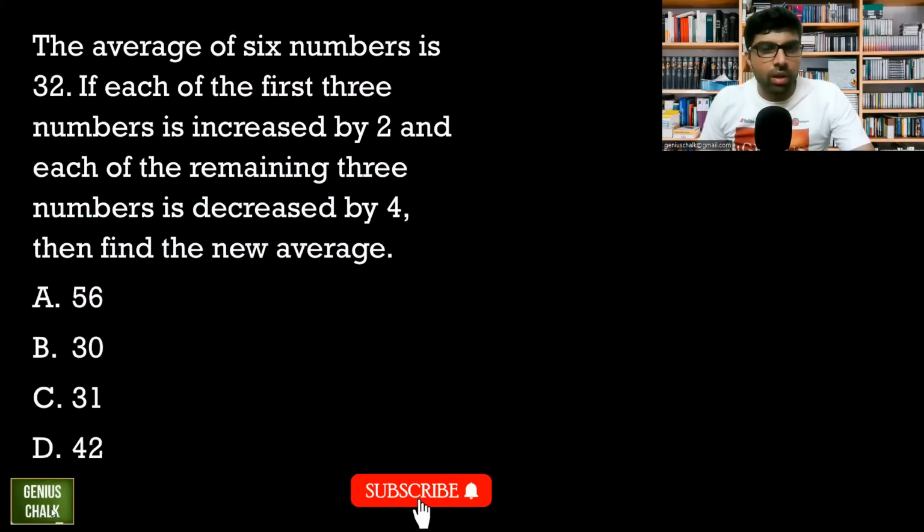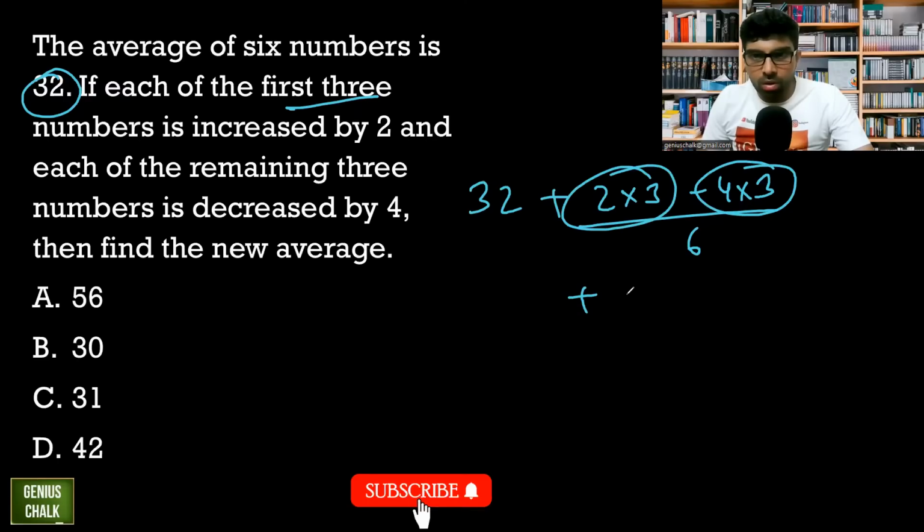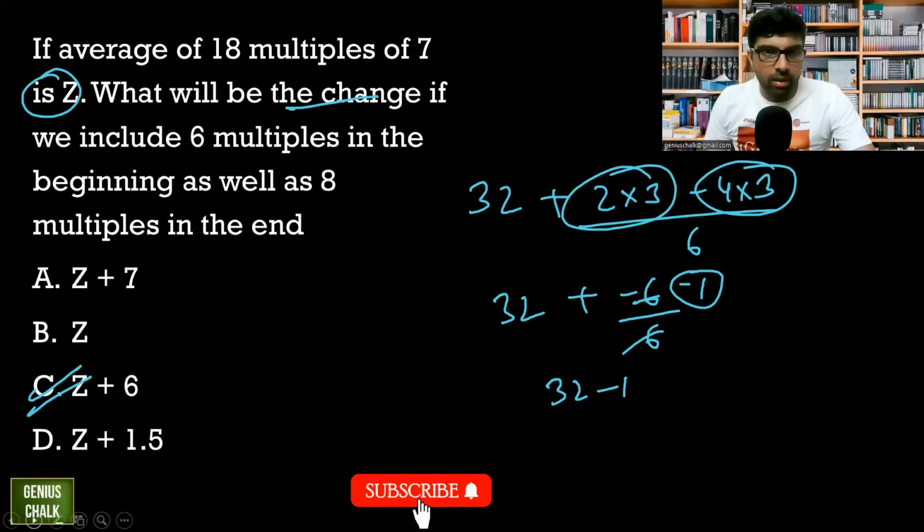Next one. Average of 6 numbers is 32. Each of the first 3 increased by 2. So old average is 32. Each of the first 3 is increased by 2. Okay. So increased by 2. First 3. Remaining 3 decreased by 4. And this is divided among 6. So 6 minus 12. So minus 6 by 6. This is minus 1. So 32 plus minus 1. So 32 minus 1. The correct answer is 31.